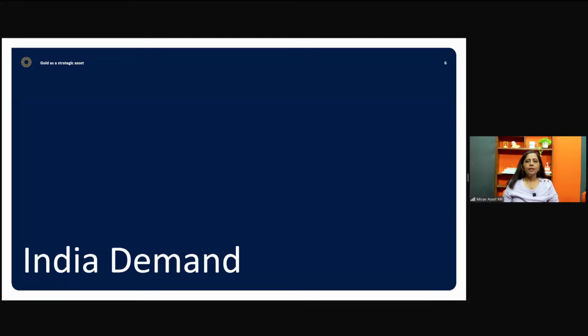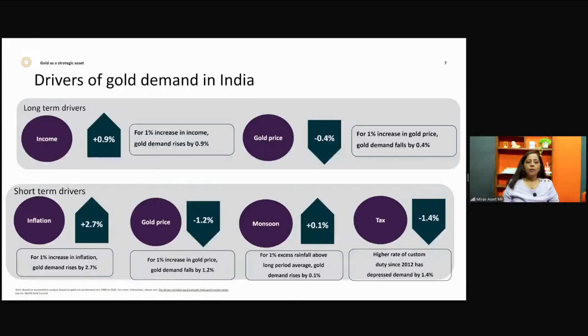Now, if you look at Indian demand, it's a little different in the sense that we are one of the world's largest consumers of gold, but our demand comes from various factors and reasons. In the long term, income is a big driver for our demand. For every 1% increase in income, we've seen that gold demand goes up by 0.9%. We've done an econometric analysis, and we've also seen that price has an effect on gold. When the price increases by 1%, the demand for gold goes down by 0.4%.